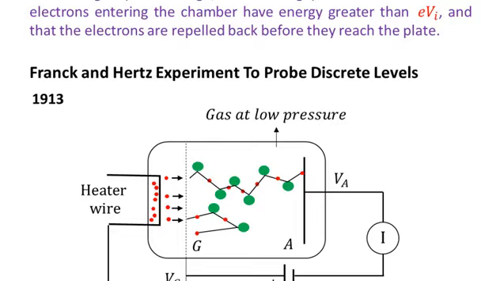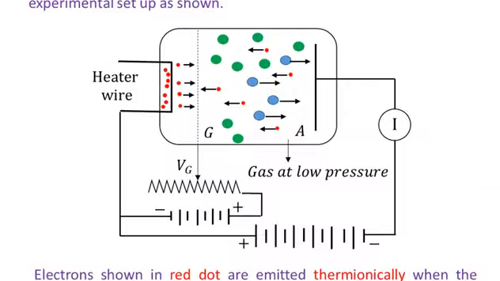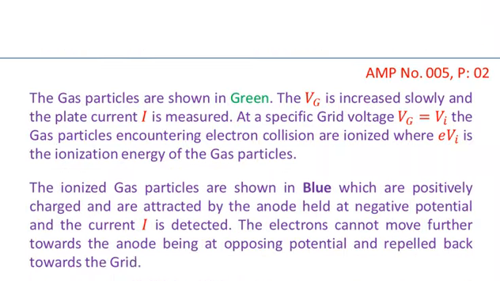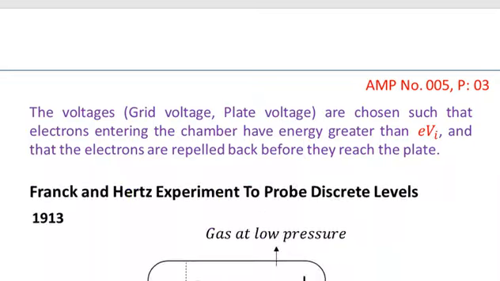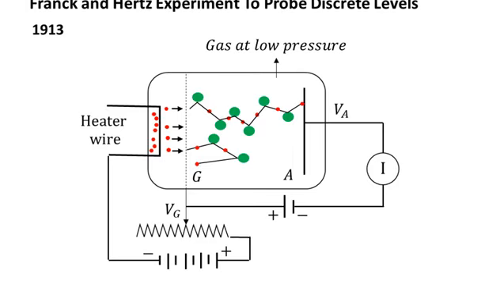This is a very similar experiment to the previous one, but the previous experiment was based on the ionization of mercury atoms. There the green mercury atoms are ionized, and the ionized mercury atoms, represented in blue, move towards the plate A, and the current is recorded. So this was the experiment based on the ionization of the mercury atoms. But now we are presenting the Franck-Hertz experiment, which they performed in order to establish the discrete nature of the levels in the mercury atoms.